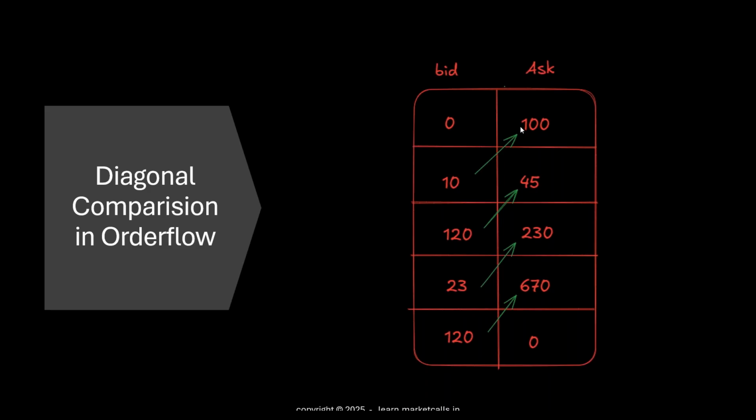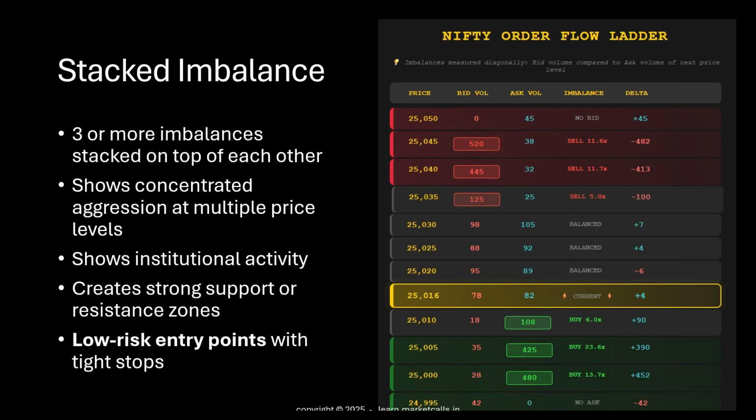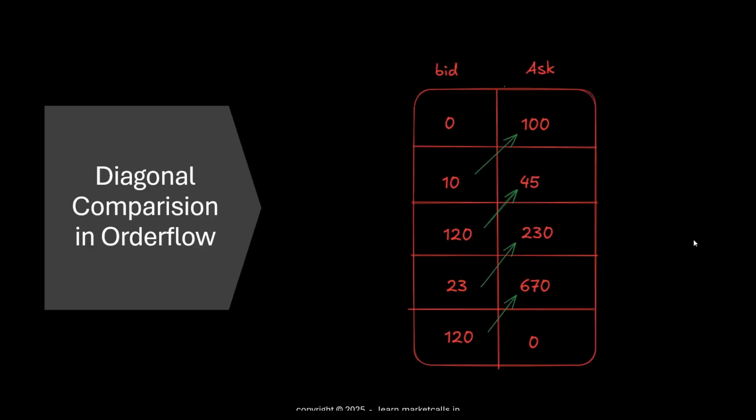When you compare diagonally, wherever you find more than 5 times, which is what I generally prefer to use, that's what we call an imbalance. In this example, compared to the buy side, the sell side has more imbalance. 11.6 times imbalance here. Likewise, compared to 38, we have 445, which is again 11.7 times imbalance. And compared to 32, we have 125, again more than 5x imbalance. The same thing goes on the downside also.